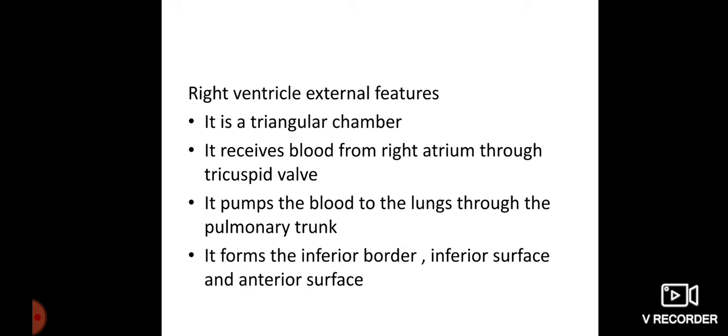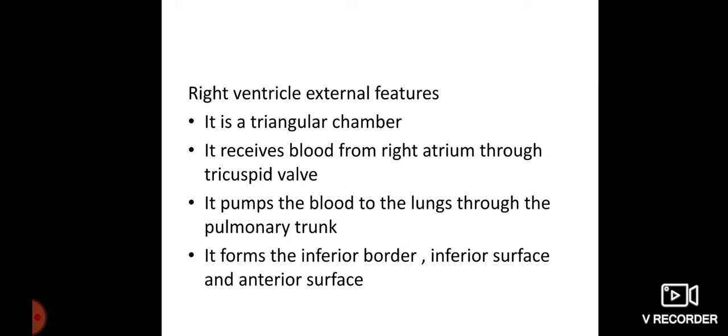Now we can see the right ventricle, the external features of the right ventricle. It is a triangular chamber. It receives blood from the right atrium through the tricuspid valve. It pumps the blood to the lung through the pulmonary trunk. What are the borders and structures contributed by this right ventricle?